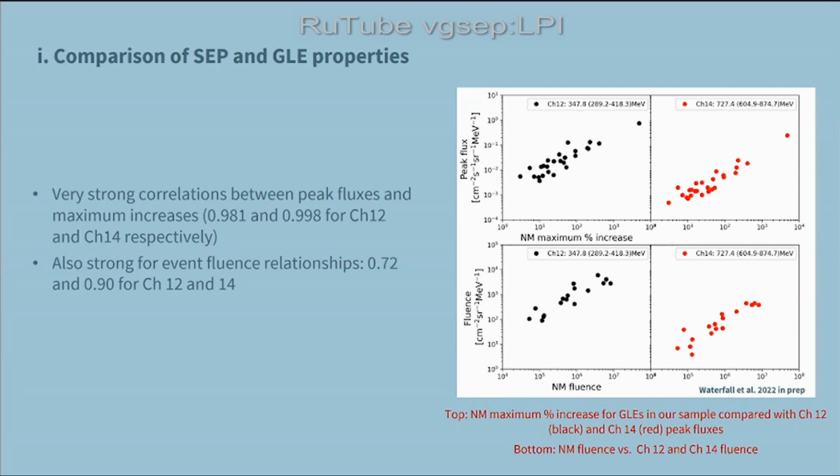Similarly for fluence, the correlation on the bottom plots here, for the people online, is the neutron monitor fluence on the bottom versus the fluence from the GOES channels on the y-axis. So you can see, again, there's a nice correlation, with correlation coefficients between 0.72 and 0.9.